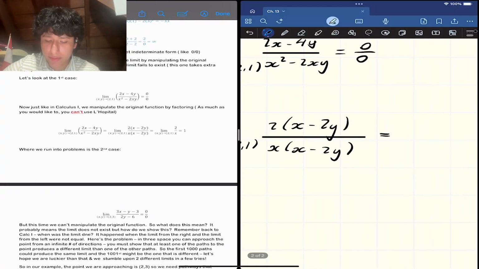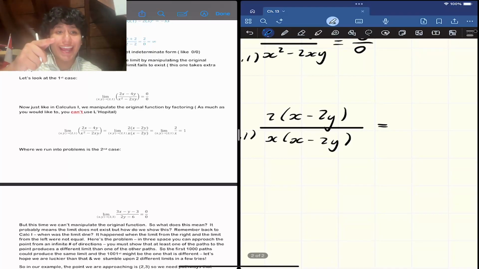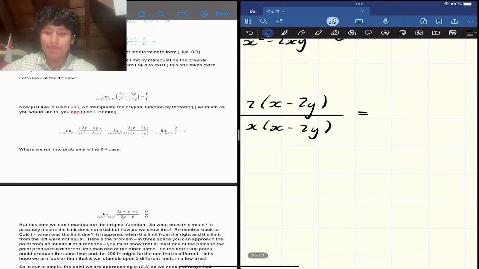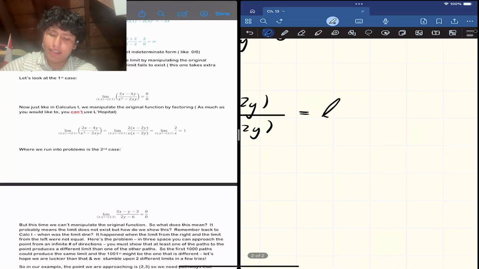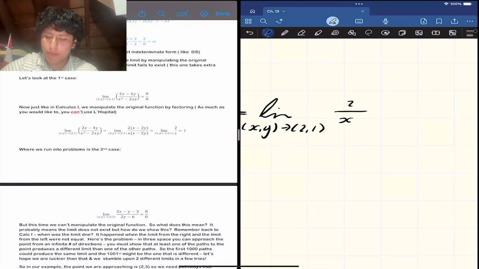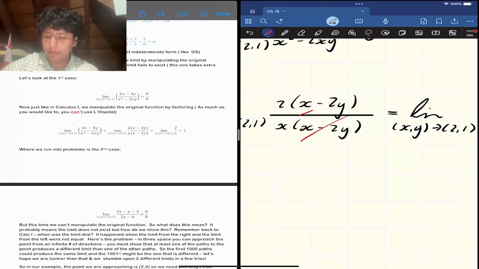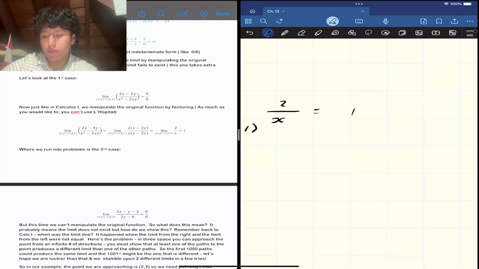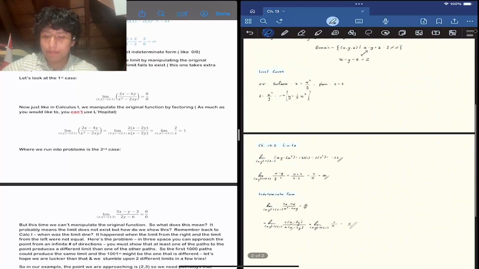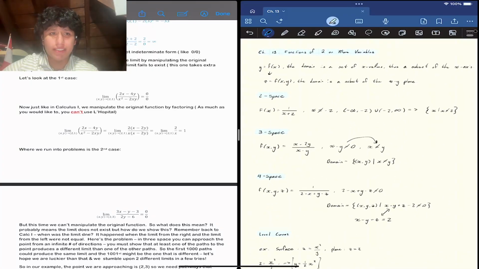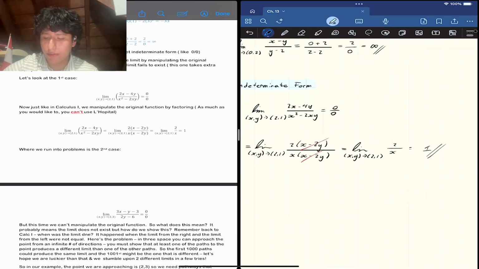And since we have cancelable terms, it's the equivalent of just saying the limit as x comma y approaches 2 comma 1 of 2 over x, strictly because these would cancel out, right? Making life 20 times easier for us. In this case, this is solvable, and we get 1. So that's great. This is pretty intuitive. This really isn't that difficult.